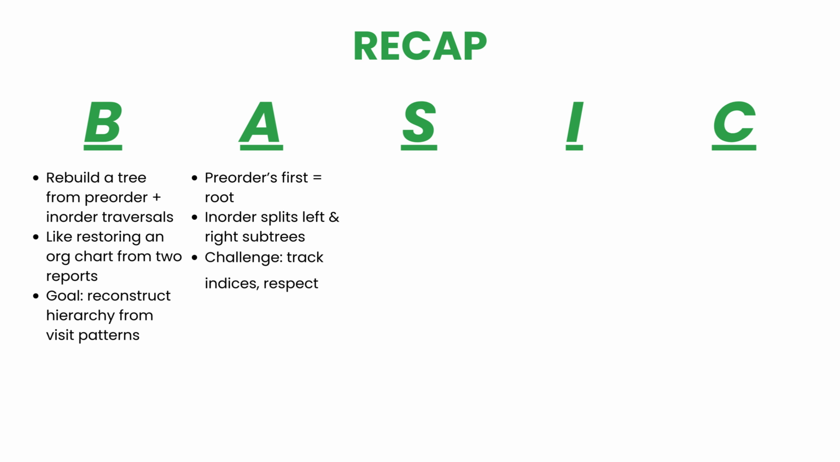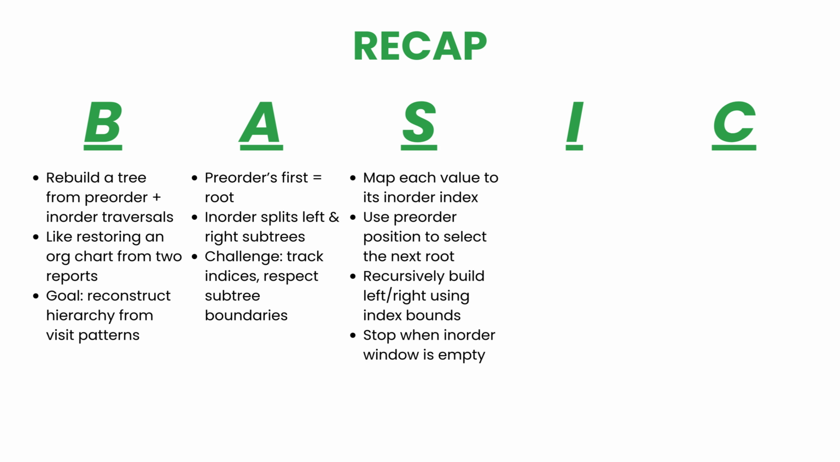We leaned on two core truths. The first item in preorder is always the root, and in inorder, everything left of that root is the left subtree and everything right is the right subtree. The main pitfalls? Mismanaging indices and not respecting subtree boundaries as recursion unfolds. Our plan: create a fast lookup from value to its position in the inorder list. Use a moving position in preorder to pick the next root.